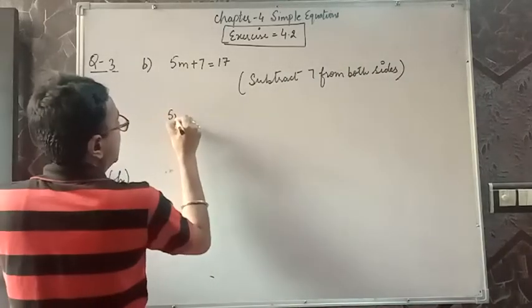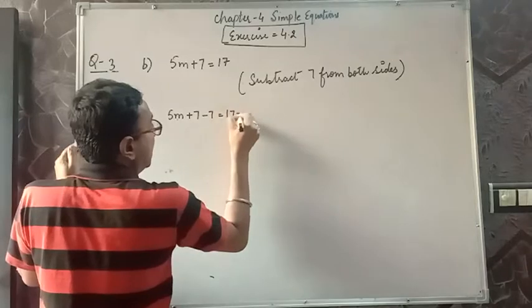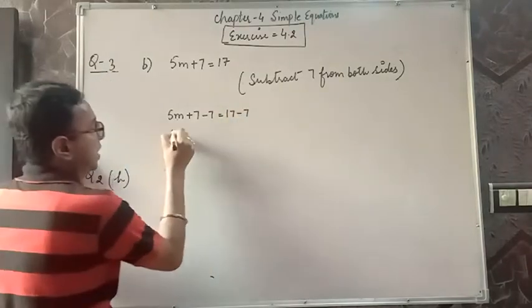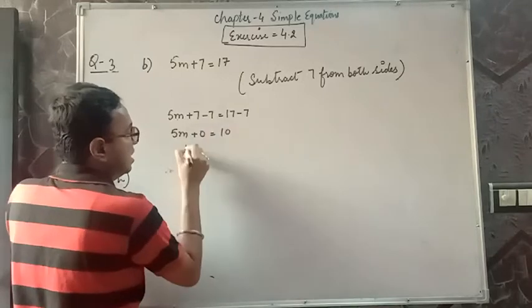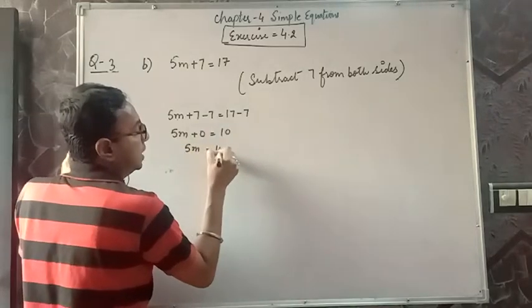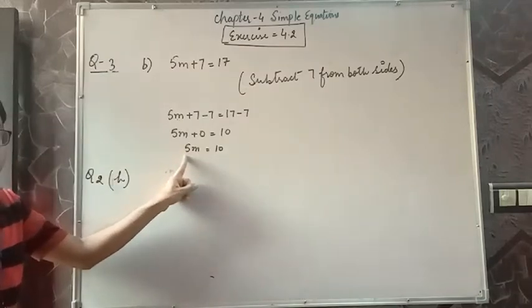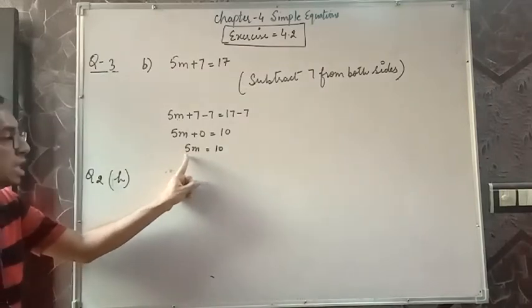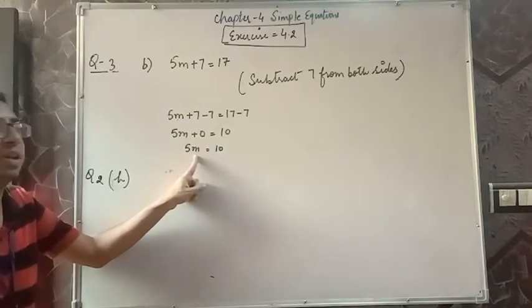So 5m plus 7 minus 7, 17 minus 7. First step. Solve it, we will be getting 5m plus 0 is equal to 10. 5m is equal to 10. Now what we have to do? We have to remove this 5 to make variable m alone. So how to do it? How to remove it? Here it is getting multiplied with the variable. So what we will do?